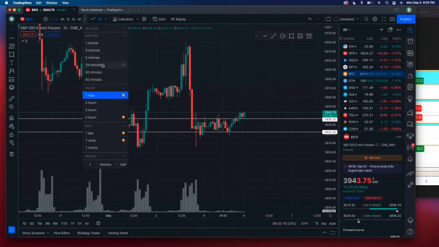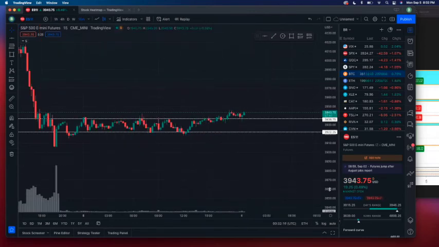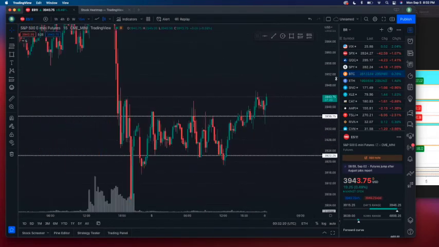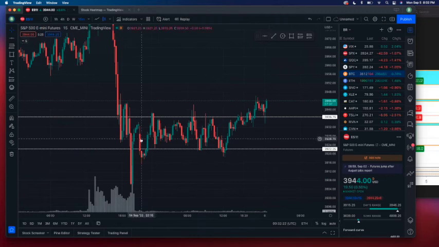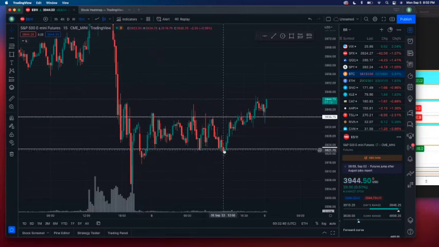So we go 15-minute. This is almost picture perfect, right? Like consolidating for all this time, right? Can't choose a direction. Look at if you would have bought the breakdown here. You would have got stopped out real quick. Look at if you would have taken the breakout here. You would have got stopped out real quick. Look at if you would have taken the breakout here. You would have got stopped out real quick.